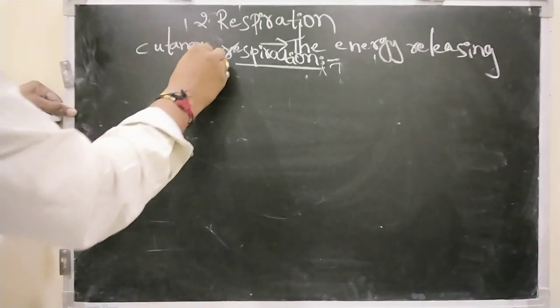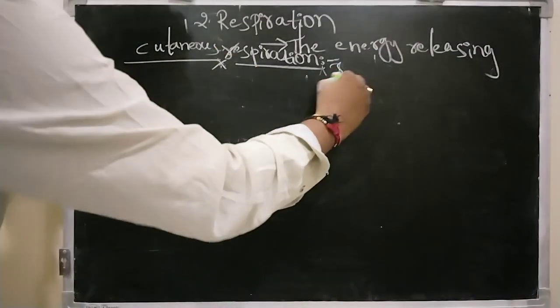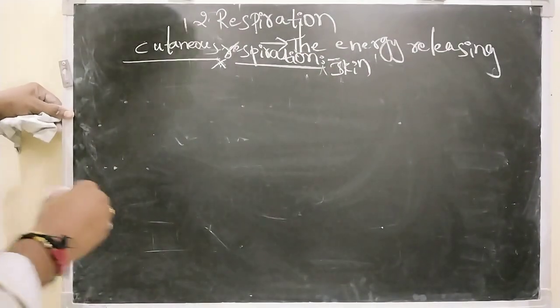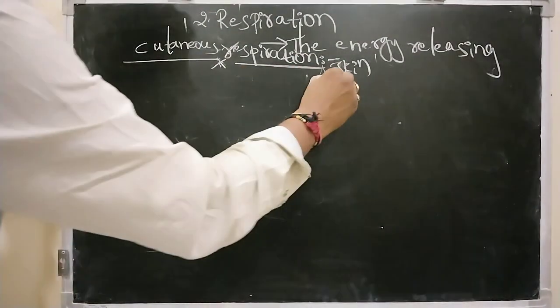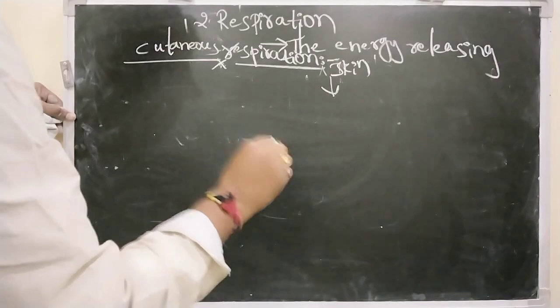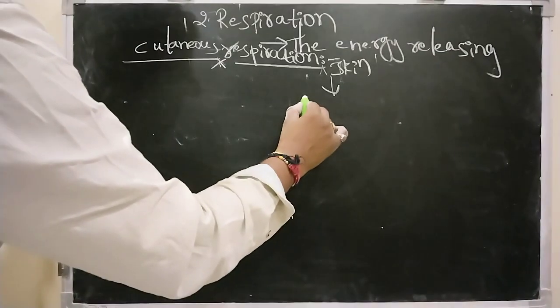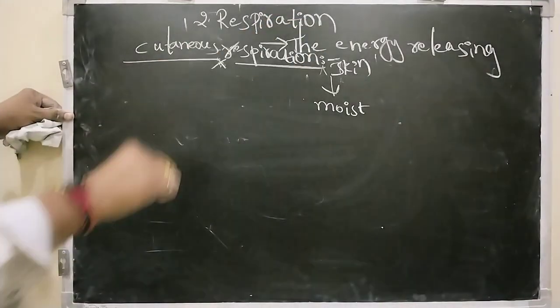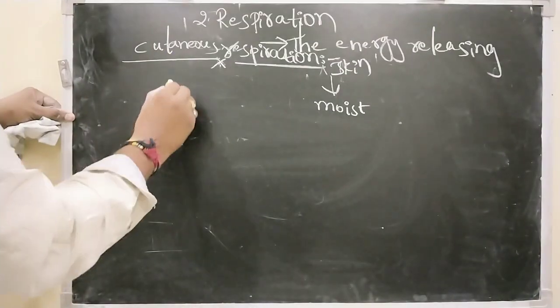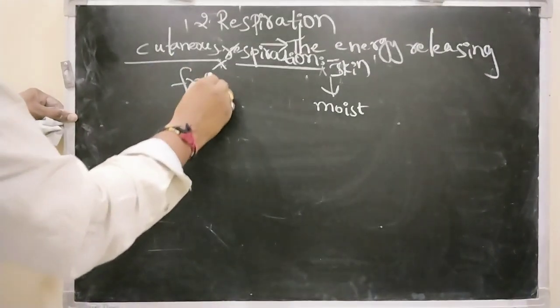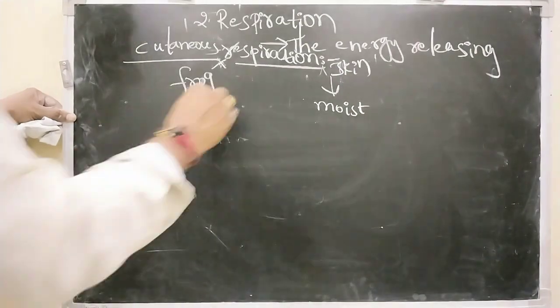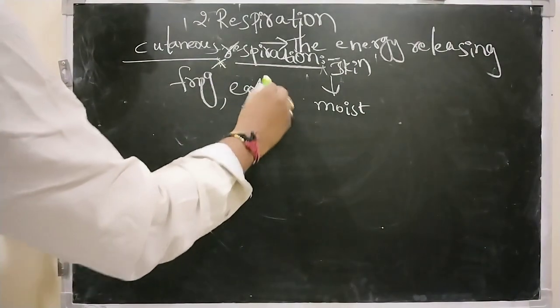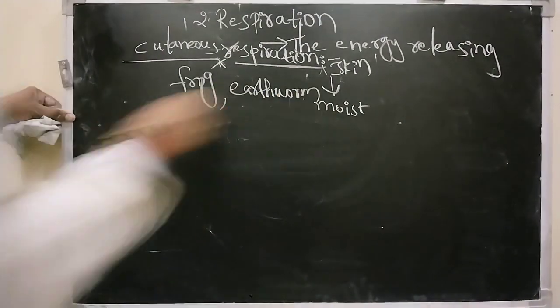Last one, cutaneous respiration. The respiration that occurs through the skin is called cutaneous respiration. For cutaneous respiration to occur, the most important thing is that the skin must be moist. We observe this type of cutaneous respiration in frogs, and even earthworms.